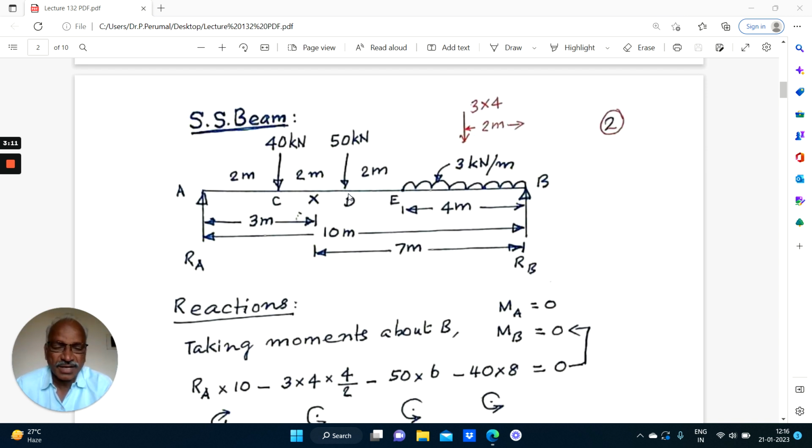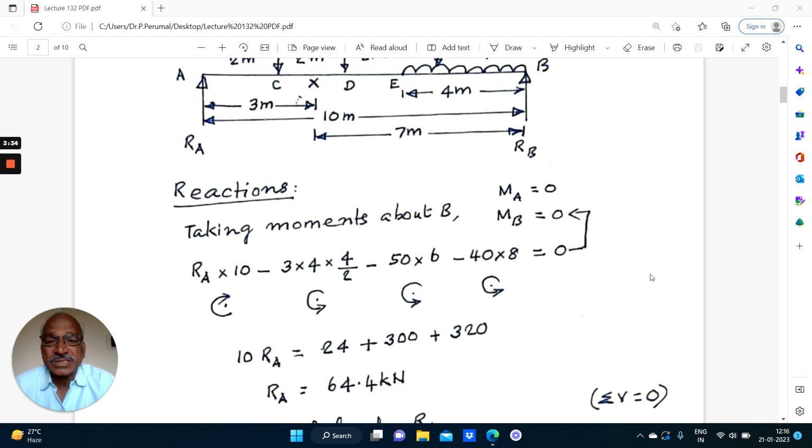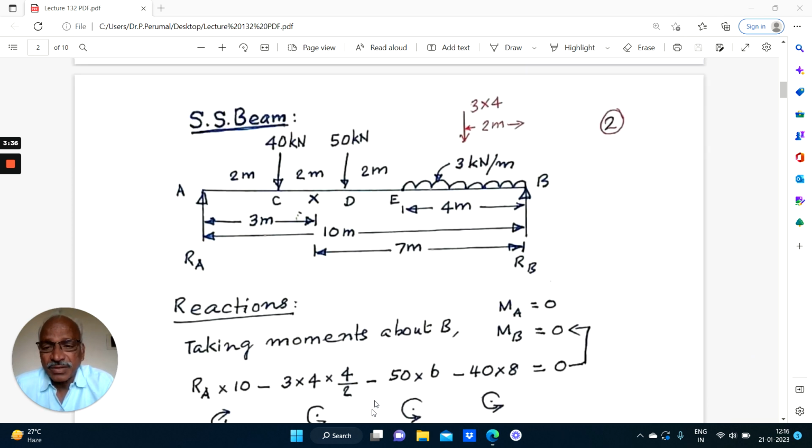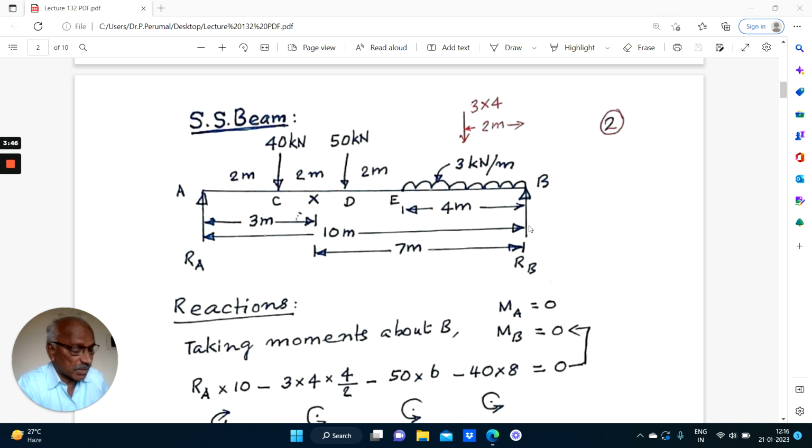For finding the value of RA and RB, for example, to find the value of RA, we have to take moment about the right support B. Taking moments about B, we see there is a reaction at the left end, RA into 10 meters. We have to refer all the distances to the point B.